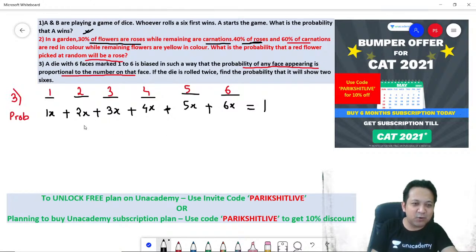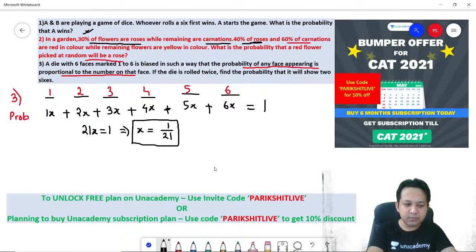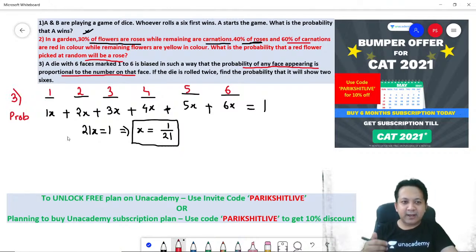So add them. How much do you get? 1 plus 2 plus 3 plus 4 plus 5 plus 6 is 21x. 21x is equal to 1, which implies x is equal to 1 by 21, right? 1 by 21. And you are almost done. Yes? So let's check this now.